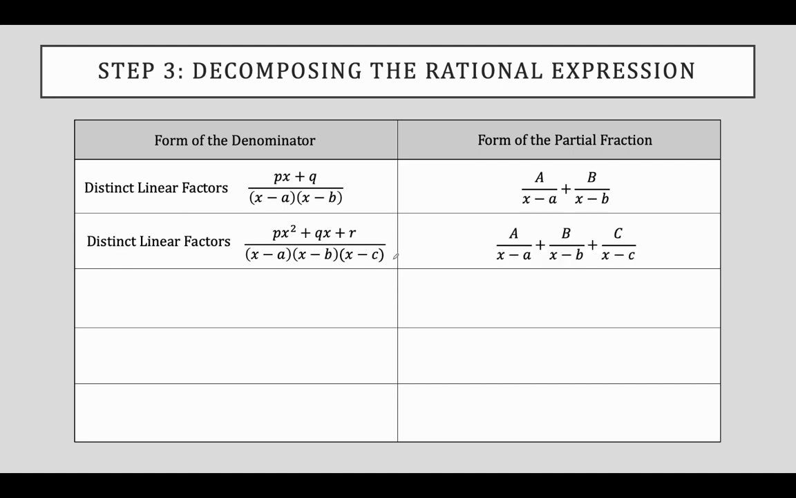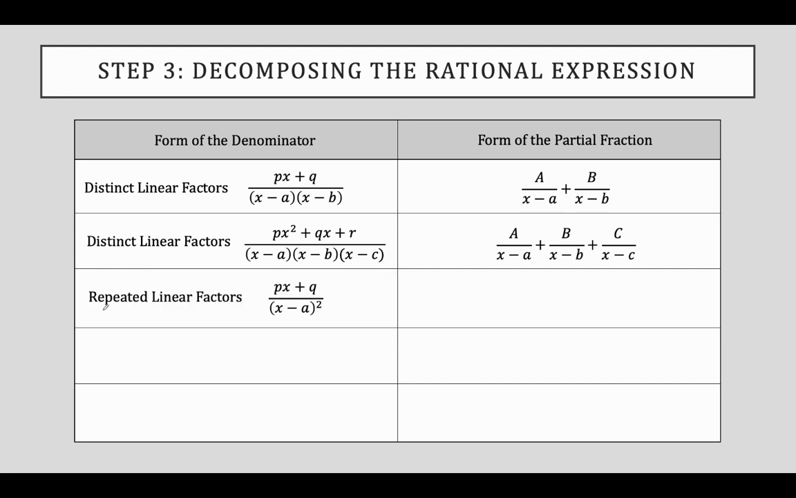I have a divided by my first factor, x minus a, plus b divided by my second factor, x minus b, plus c divided by my third factor. And the same thing would happen. We would just continue to tack on more fractions with more constants if we had more distinct linear factors in our denominator.